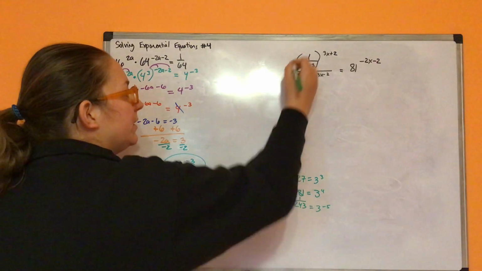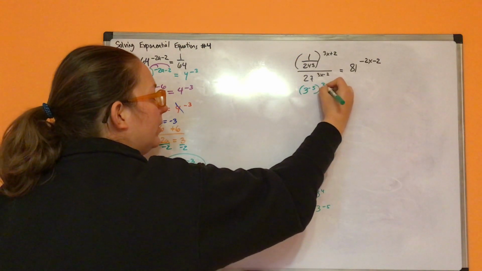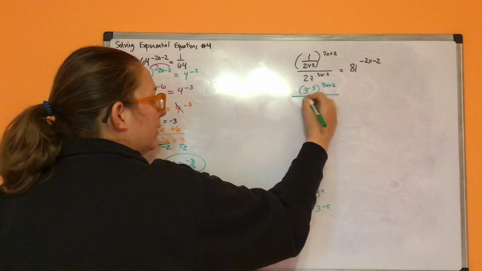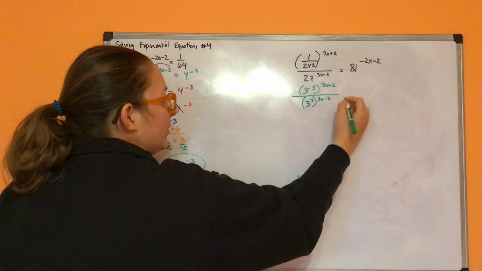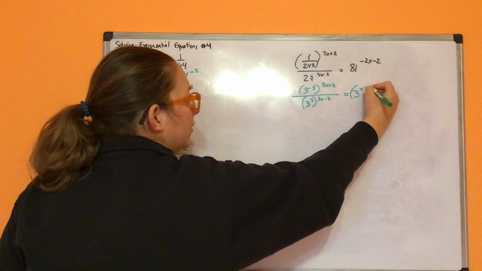So let's replace things. This becomes 3 to the negative 5. Keep your exponent you already have. 27 becomes 3 to the third. Keep the exponent you already have. 81 becomes 3 to the fourth.